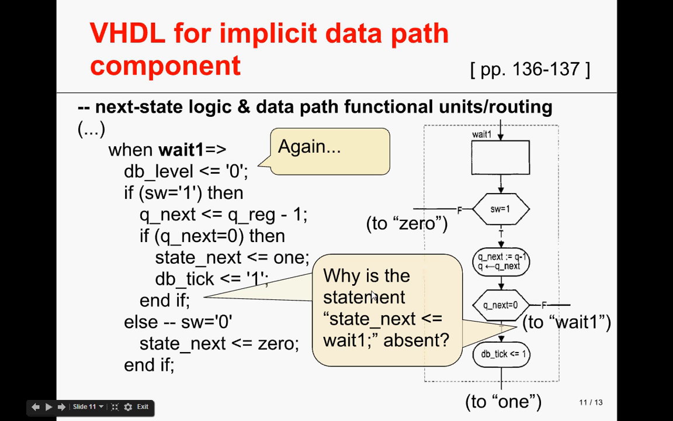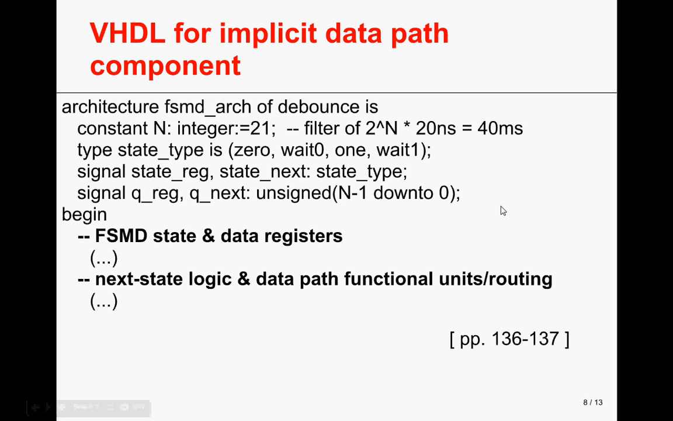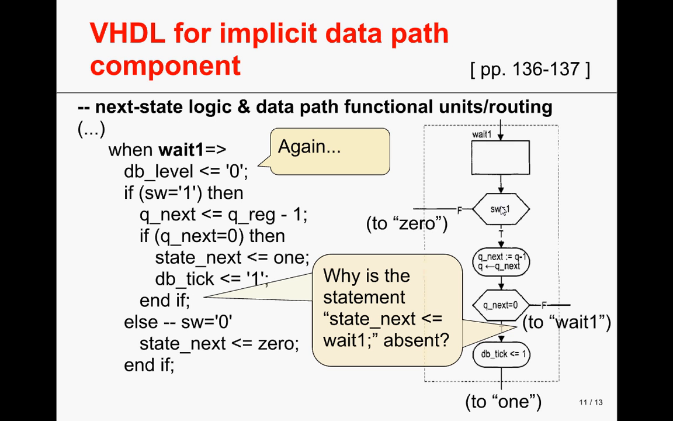Well, if this holds true, then the next state will be 1, as it says here, and the balanced output will be asserted. Now again, notice that if, on the other hand, this question does not hold true, so if it is false, it will go back to wait 1.